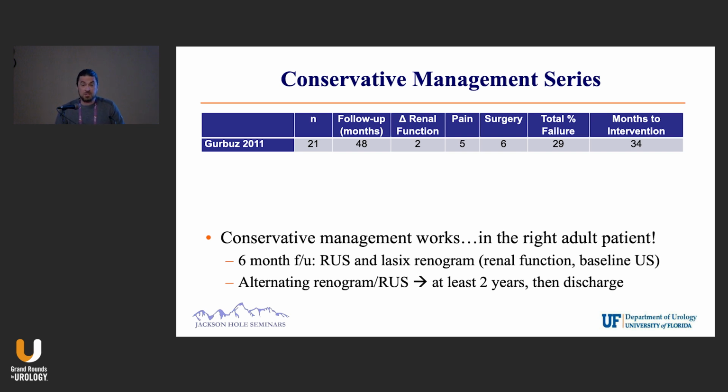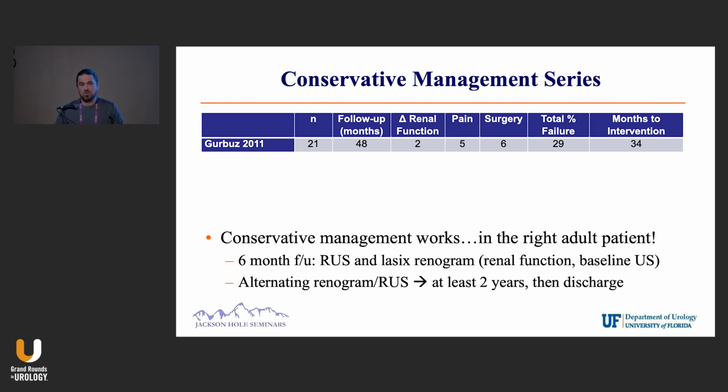So I just hit you with a lot of numbers and you're probably in a little bit of shell shock. The short of it is you can conservatively manage asymptomatic UPJ obstruction, and I think you can lean on these data. They're not great data, they're not prospective because these patients are pretty rare, but in the right adult patient who says, why should I have this big surgery on my kidney if I'm not having any symptoms, I think it makes sense.